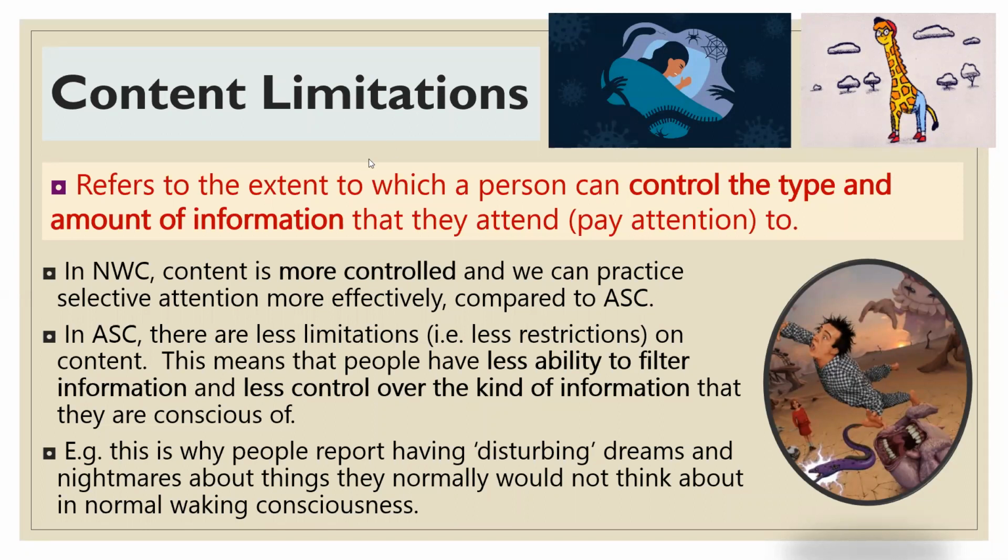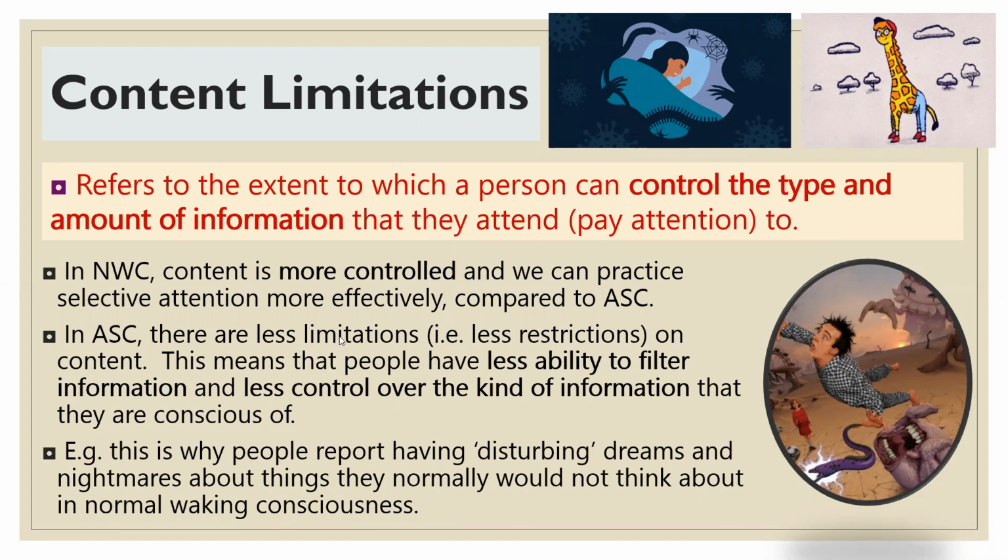So content limitations is the extent to which a person can control the type of information as well as the amount of information that they pay attention to. In normal waking consciousness, our content is more controlled, whereas in an altered state of consciousness, there are fewer limitations.